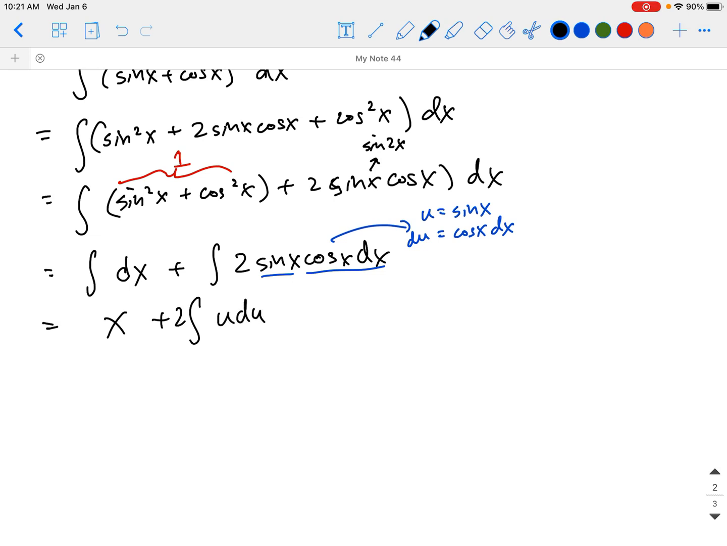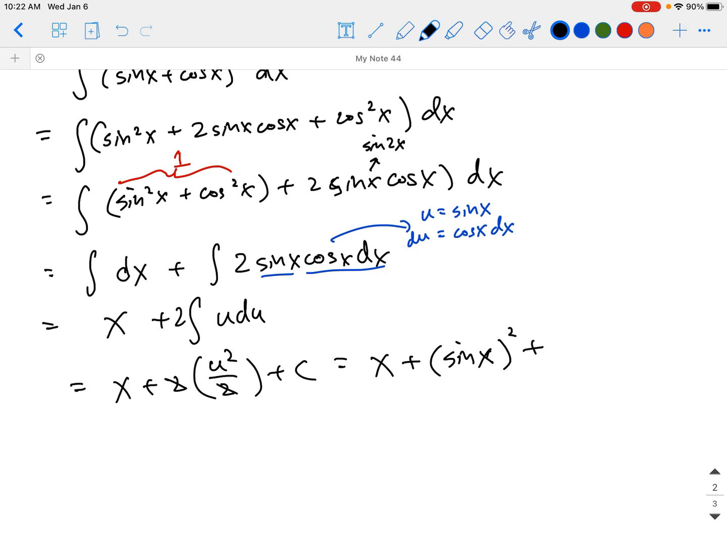u du. So then what we'll get is x plus 2 times u squared over 2, but the 2's will cancel, plus c, which is going to be x plus sine of x squared plus c. Okay. Which is a slightly different variation than if we did sine 2x. Right? So if we did sine 2x, we would get cosine 2x, and we would have to kind of reorient our expression a little bit. But we will get that this will work out the same way.